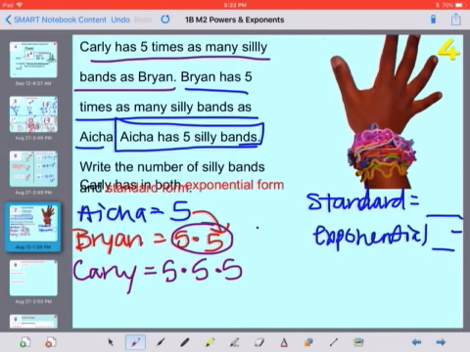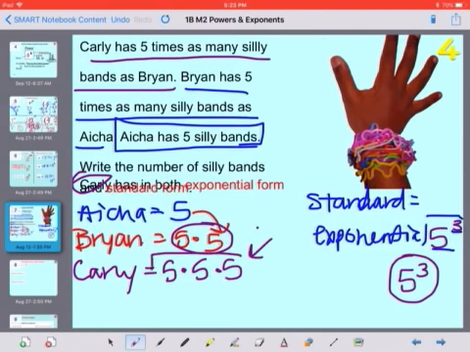So it says, write the number of silly bands Carly has in both exponential and standard form. So Carly has 5 times 5 times 5. Well, that's the number 5 multiplied 3 times. So exponential form is 5 to the power of 3. Notice we're only focusing on Carly. We don't really want to know about Aisha and Brian anymore.